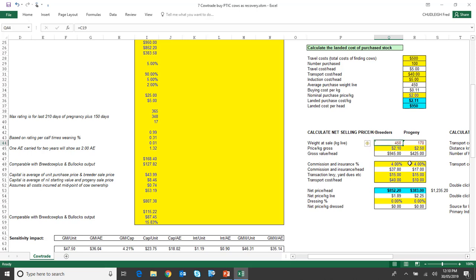We've got a 450 kilo cow. We think in 12 months' time we'll get $2.10 for her. We've got some commission to come out, some transaction levy, and we've got to pay to transport her to the yards.